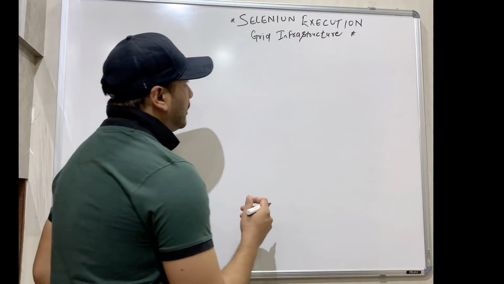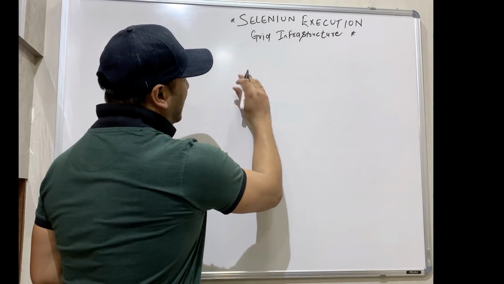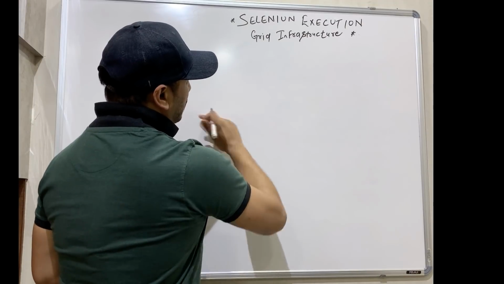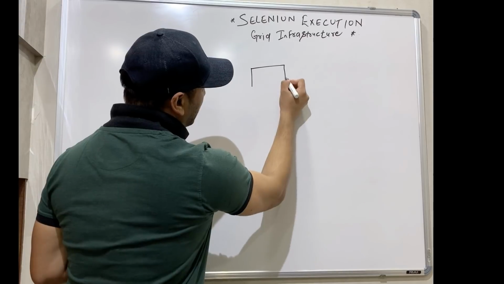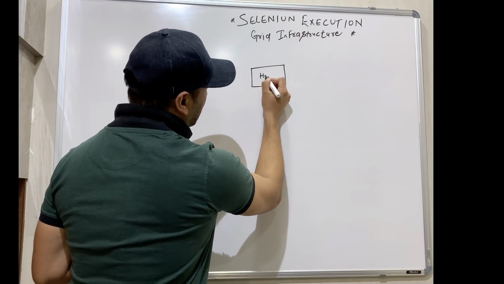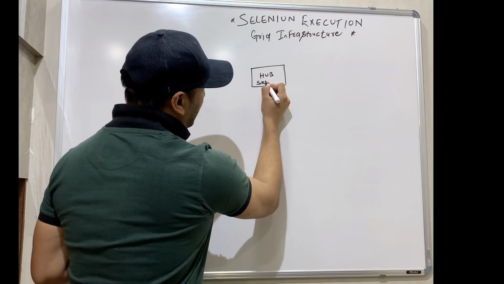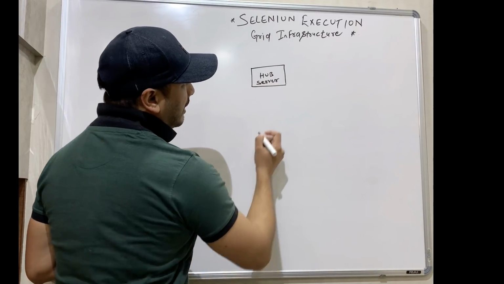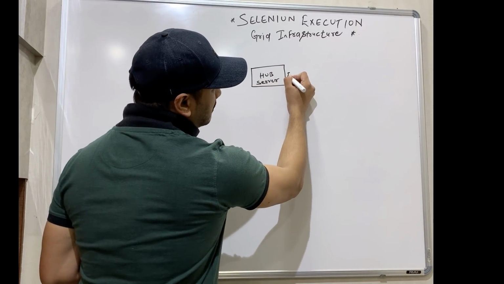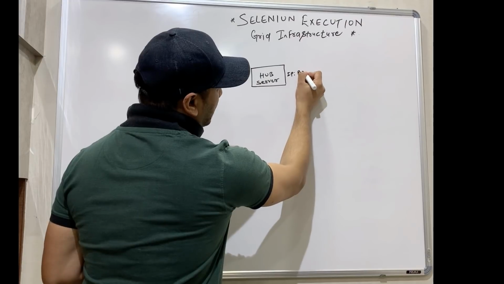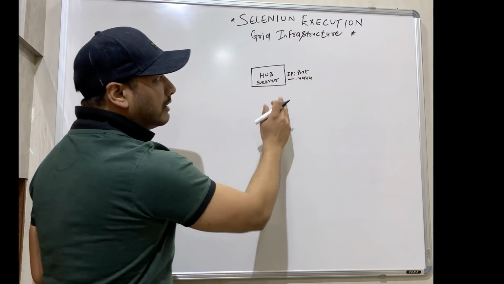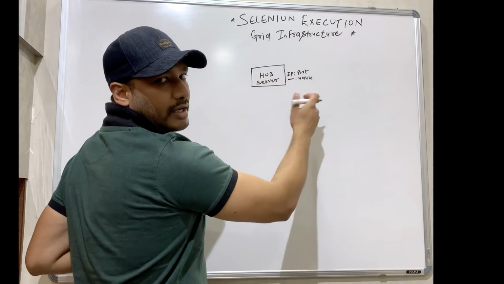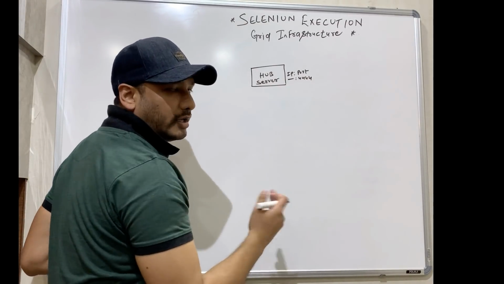So let's say, according to Selenium Grid, we have one hub. This is my hub, which will behave like a server, having its own IP address and its own port number. The port number is generally 4444, the default port it will take.